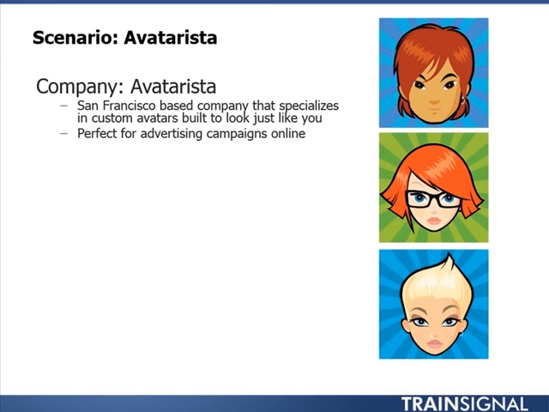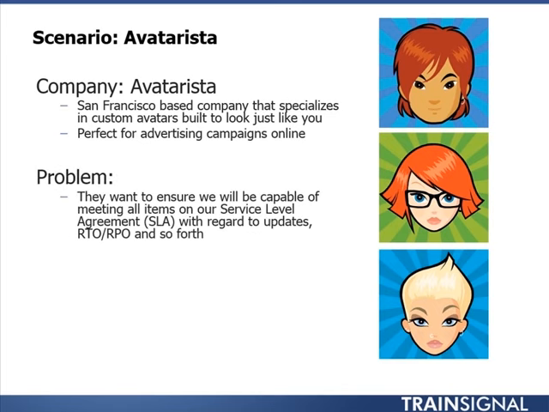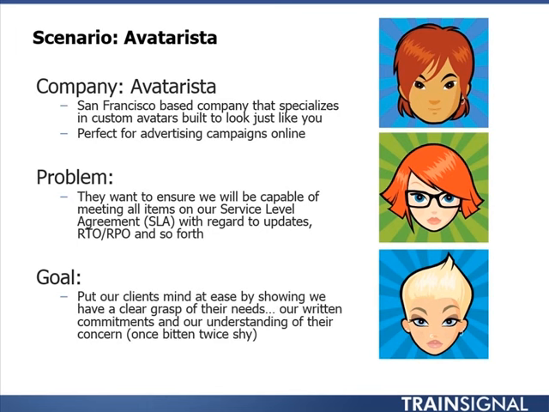Now, they want us to work with them and provide their Exchange services, make sure that their on-premise Exchange environment is solid. The problem they're having is they want to ensure we will be capable of meeting all items on our service level agreement with regard to things like updates, RTO, RPO, and so forth. So our goal here is to put our client's mind at ease, and we can do that by showing that we have a clear grasp of their needs, of our own written commitments, and our understanding of their concern.